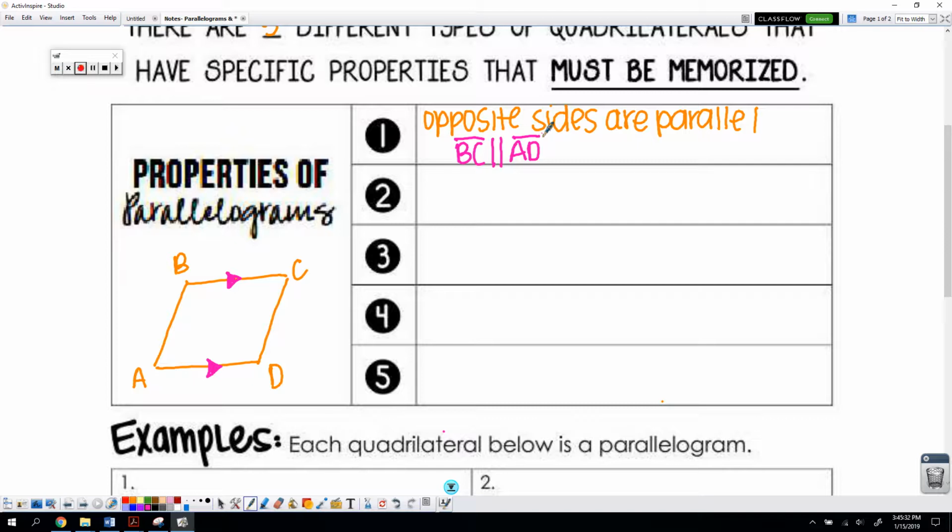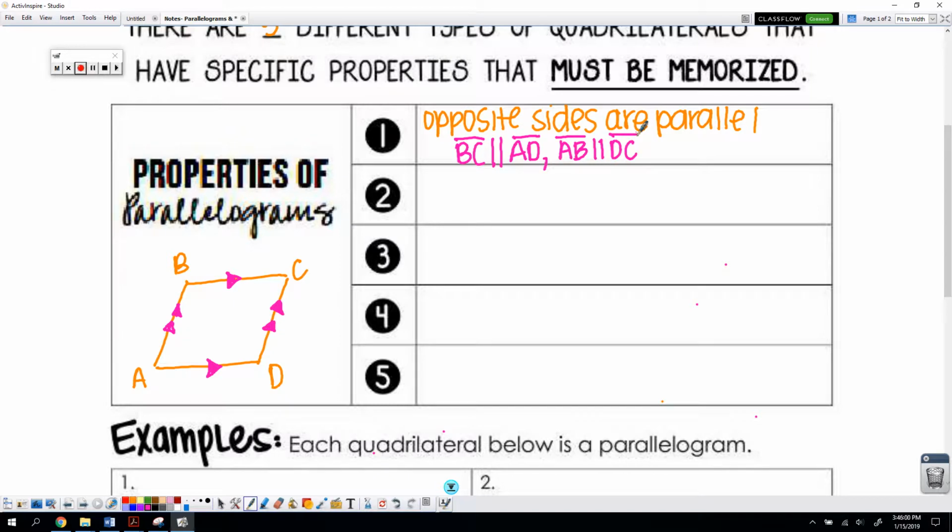Now we're going to have to label the other opposite side. So we've got AB, and AB is parallel to DC. Notice we put 2 triangles on that one, because that means that those 2 are parallel to each other, but not parallel to the other 2. So we would write down that AB is parallel to DC.